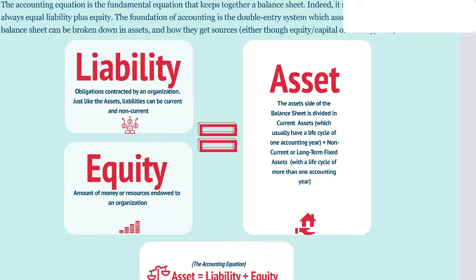Assets = Liabilities + Owner's Equity. The balance sheet holds the elements that contribute to the accounting equation.